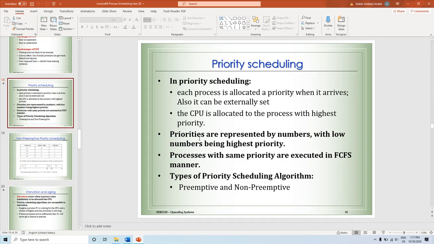Priorities are represented by numbers. So each and every process, they have some number which represent their priority. If the value is less, then it shows the highest priority. The process which has same priority are executed in FCFS manner.